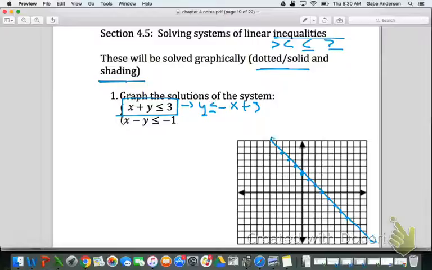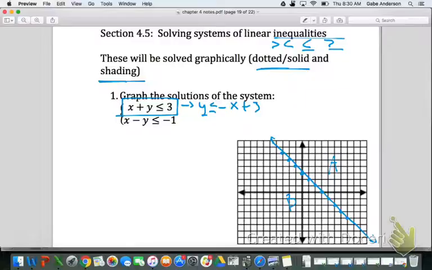There we go. Okay, and then the other thing we got to decide here is the shading. So I'll call this region A and region B for right now. What do you guys think? Am I going to shade region A or region B? And how would you decide?